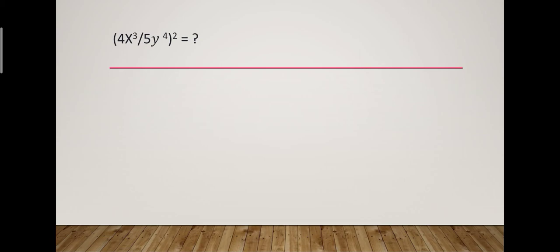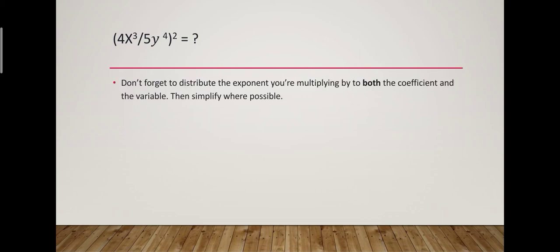Another example is the quantity of 4x cubed divided by 5y fourth, quantity squared. Don't forget to distribute the exponent you're multiplying by to both the coefficient and the variable, then simplify where possible. So we have 4 squared times x to the 6 over 5 squared times y to the 8 is equal to 16x to the power of 6 divided by 25y to the power of 8.